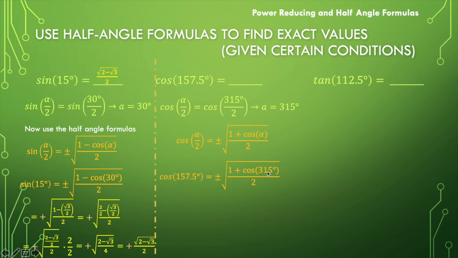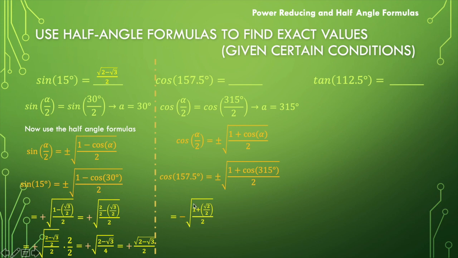Now the cosine of 315 degrees, that's going to be the square root of 2 over 2. So we can replace this whole thing, cosine of 315 degrees, with the square root of 2 over 2, and we will identify this as being negative. So we end up with something that looks like this. Negative the square root of 1 plus the square root of 2 over 2, over 2.